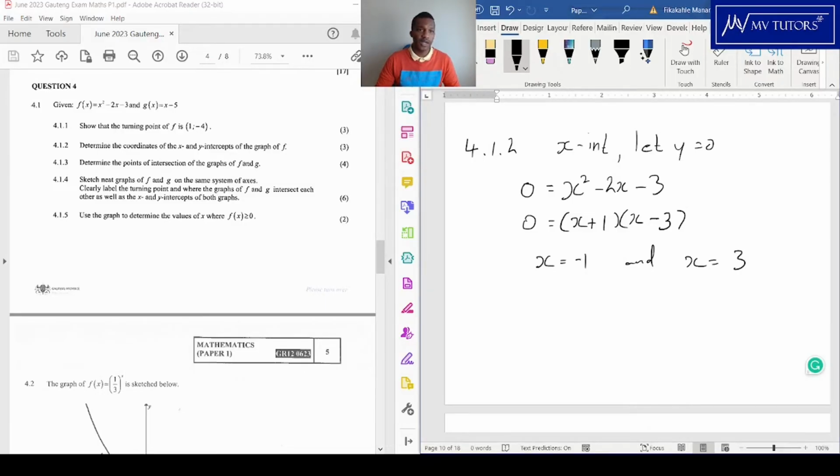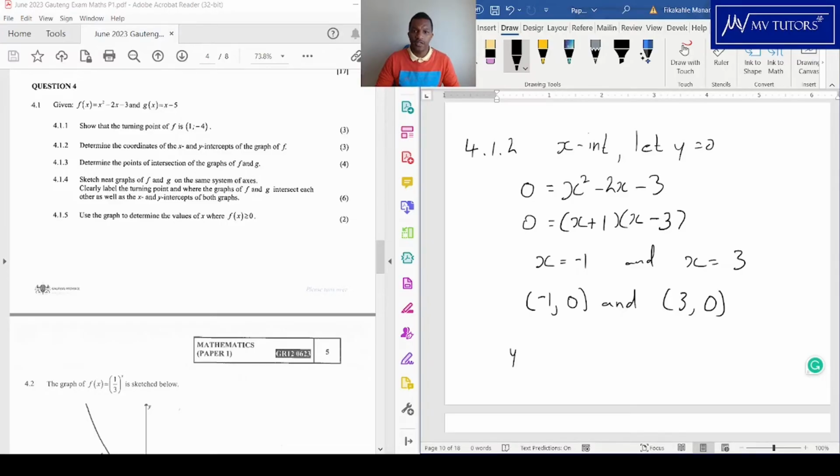Now the coordinates, they want coordinates. The coordinates therefore are minus 1. Remember we said the y value is 0, so minus 1 and 0, and the other one is 3 and 0.